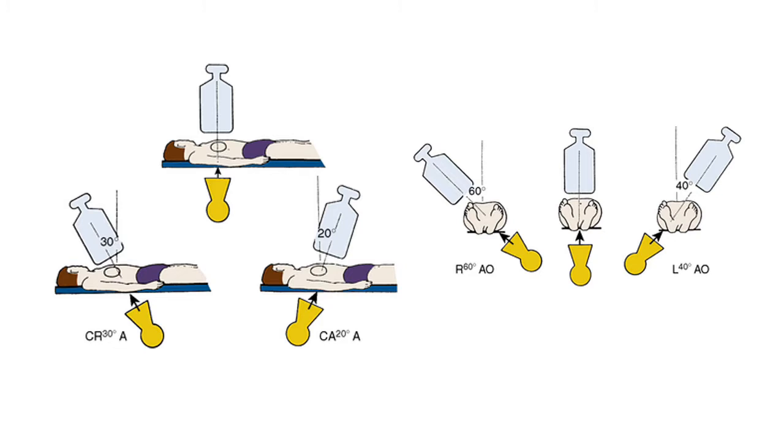If the C-arm rotates to the head, by convention, we call that cranial. Alternatively, it can be caudal. If the collecting tube moves towards the patient's left arm, we call that left anterior oblique or LAO, or conversely, RAO.